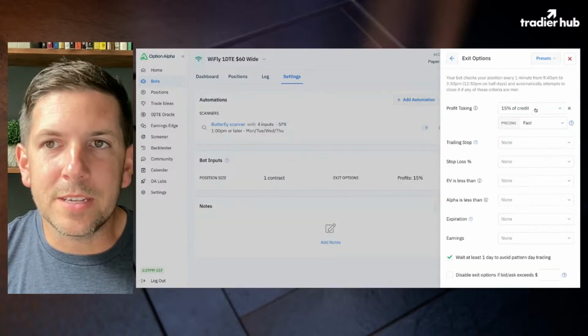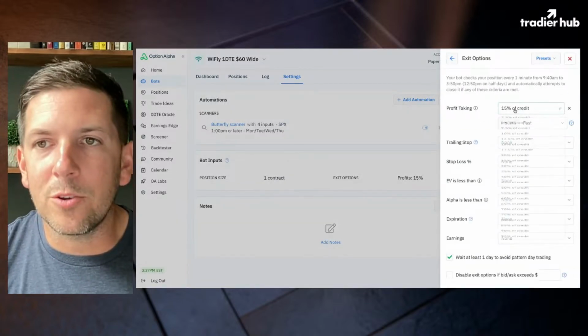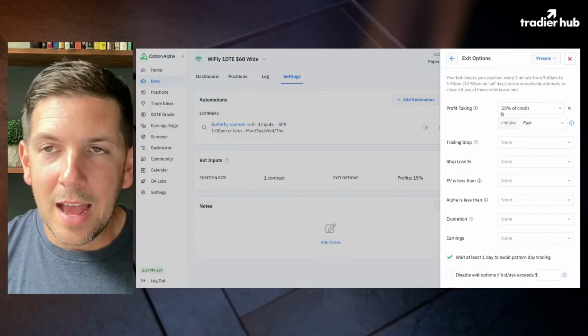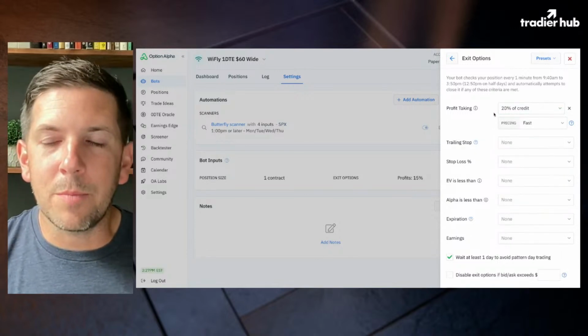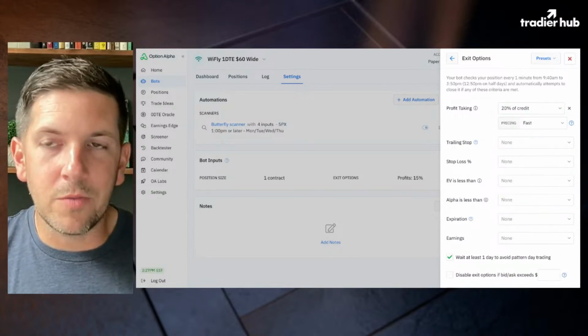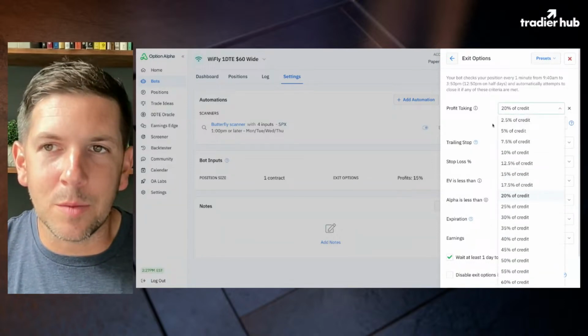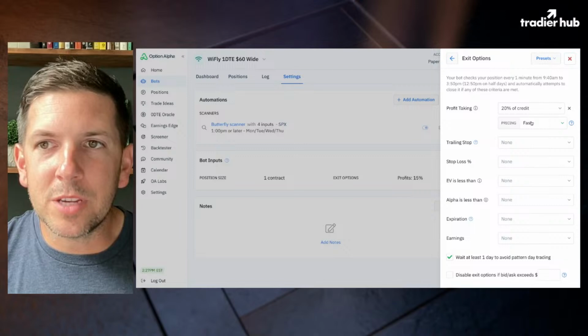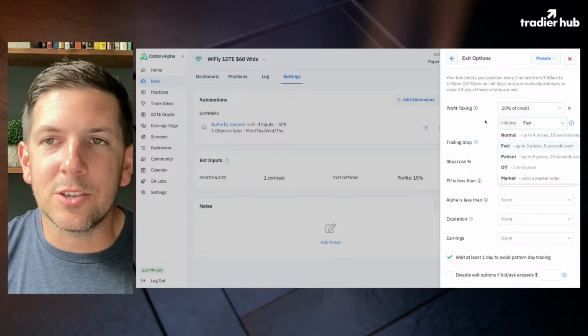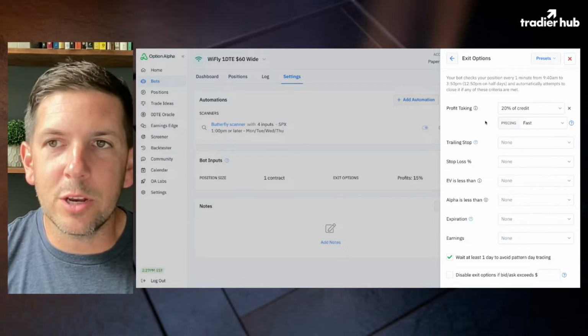You can set profit taking at 15% of credit, or you can set it at 20%. I think I've seen some people do 25%, but it might be really high to take 25%. Some people have also set it at 15. I kind of like somewhere in between, like 20% of credit. You can use fast, smart pricing because you do want to get that pricing off really, really quickly.